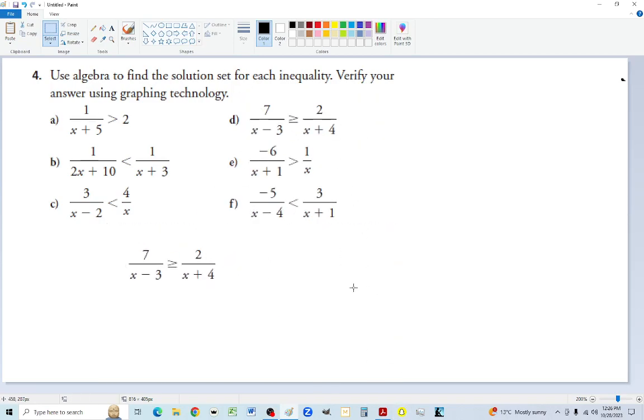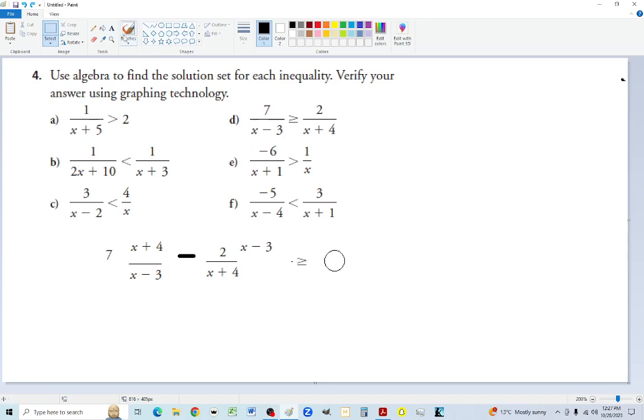Here's the same thing. There's an equal sign in this one, so you have to be careful. You bring it to this side. Make it bigger than 0. Cross multiply, to get it over the same fraction. You're really multiplying it by x plus 4 over x plus 4. That's just to get it over the same fraction.